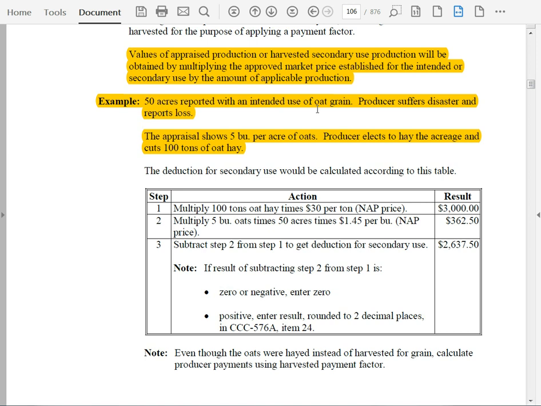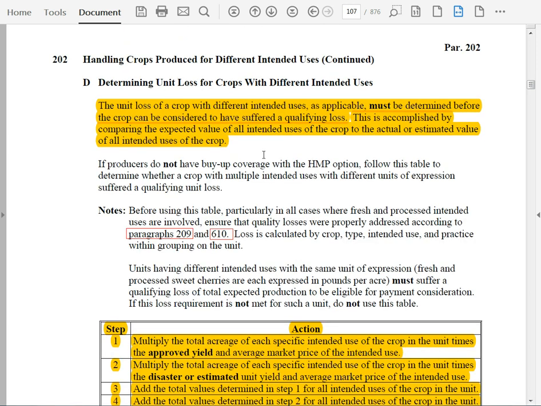I realize that this sounds a little complicated, but the example in this section is actually pretty good, and the instances of applying these provisions are pretty rare, so if you come across it, take a look at the paragraph and the example. It'll help clarify. When you have a claim involving crops with different intended uses, they must be considered together when calculating the loss payment. In some instances, the different intended uses for the crop will be expressed in different units of measure. If you run into this situation and the producer does not have HMP coverage, follow the steps listed in the table below.